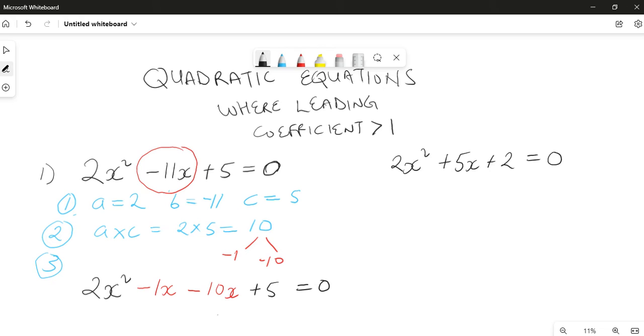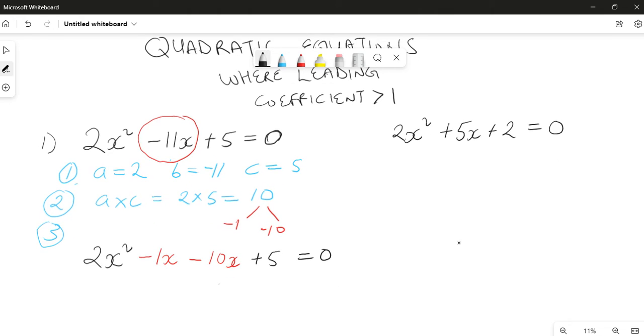Now, how you arrange these terms matters. Sometimes the way you rearrange them, you may not be able to factorize. So if that way doesn't work, try to rearrange them. Here we're going to break it down like this. We've got two expressions here. Let's factorize each. The common factor between 2x squared minus 1x is x.